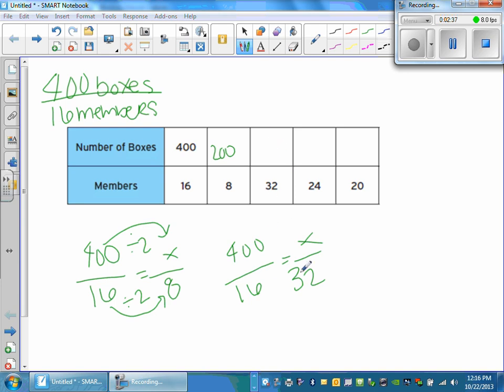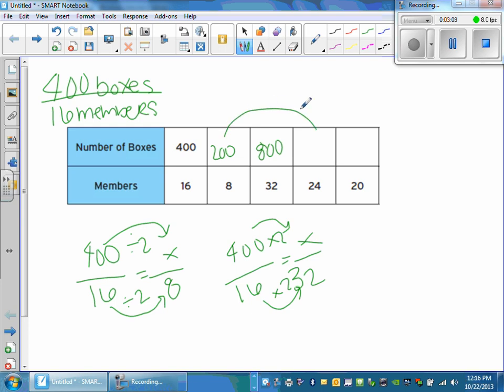Okay, so if we're trying to find what goes above 32, we can work up and multiply. We know that 16 times 2 gives us 32, so we would take 400 and multiply by 2 to get an answer of 800. Since these are all equivalent to each other, you can use any of the fractions to find the next one. So I could take these two and set them up as a proportion also, or I can set these two up as a proportion. It doesn't matter which two I do because they're all just equivalent to each other.